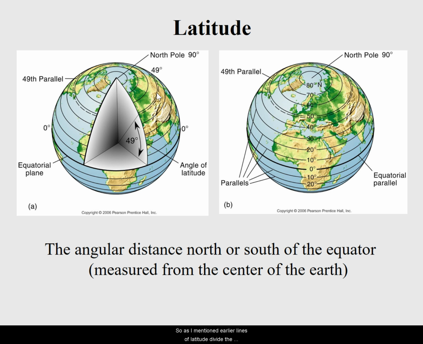So as I mentioned earlier, lines of latitude divide the Earth into equal sections, the northern hemisphere and the southern hemisphere. And the equator is defined as 0 degrees. So we have sections in the northern hemisphere that are described as 23.5 degrees north, 49 degrees north, 90 degrees north. Now the same thing can be said in the southern hemisphere, where we can have 23.5 degrees south, 45 degrees south, and 90 degrees south. Okay, and we often define lines of latitude as parallel lines.